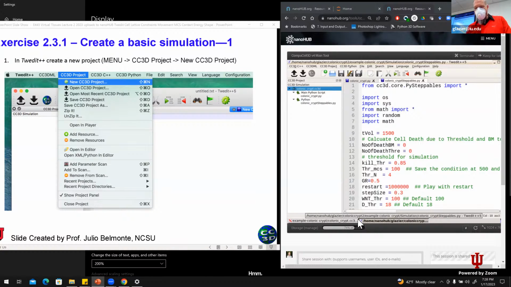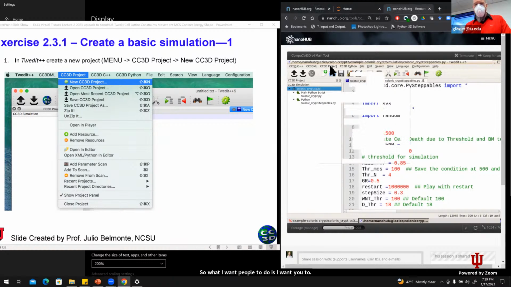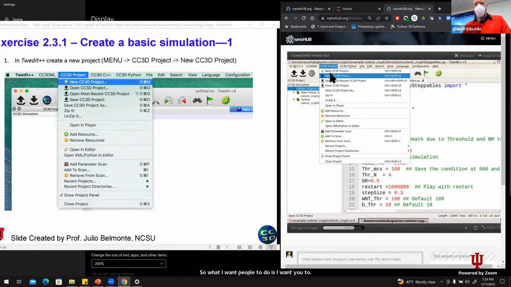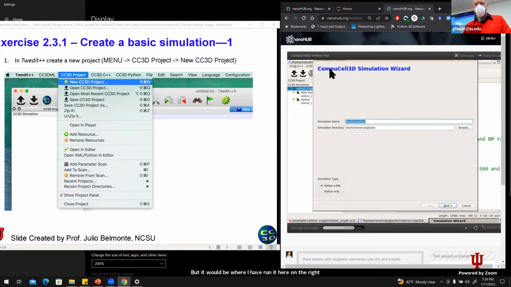Okay, does that work for people? Can people see that all right? Our online people? So what I want people to do is go to Quit, which is what I have running here on the right, and go to CC3D project. Okay, does that work for people? We did this last week, but we'll walk through it.